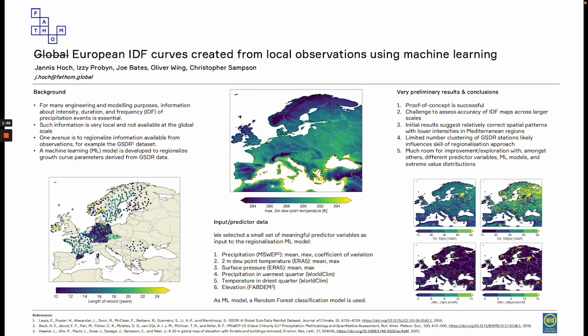Overall, the scalable approach is fast in regionalizing extreme value parameters in space to close the gap between local data and large-scale application. Even though results are very preliminary and literally the first output ever produced by our new approach towards IDF curves, they are very encouraging and hopefully result in improved pluvial flood modeling at the continental to global scale.